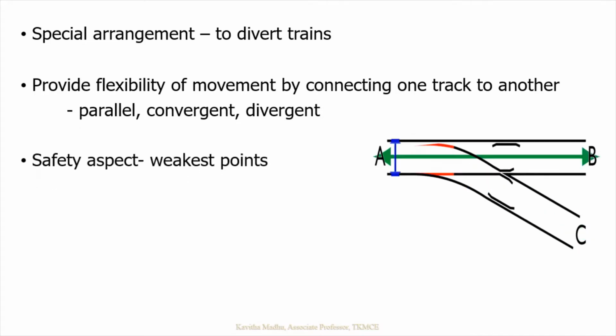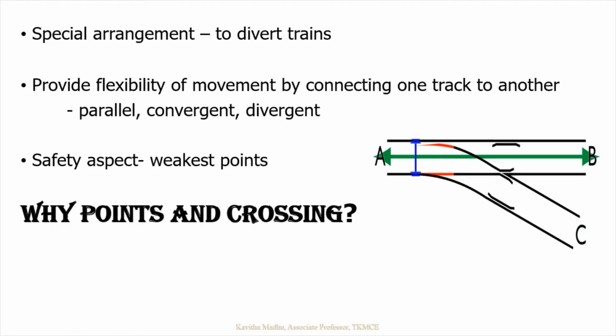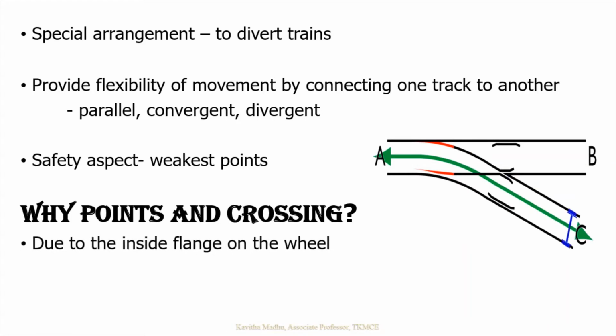But another important aspect is the safety aspect, because this becomes the weakest point over the track, and thereby they become susceptible to derailment at these places. So why points and crossings? Because of the special wheel shape, the wheel has got a flange, and in order to accommodate these flanges, special arrangements are required over the track, which are known as points and crossings. So let us see that in detail in the coming slides.